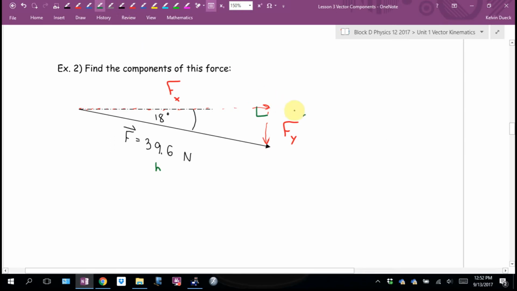Come on, computer. So you're telling me sine, what always goes next, the angle 18 equals opposite over hypotenuse. How do I get the Fy by itself? You just do the times thing. FYI, how big is Fy?